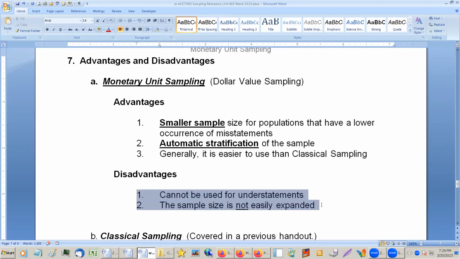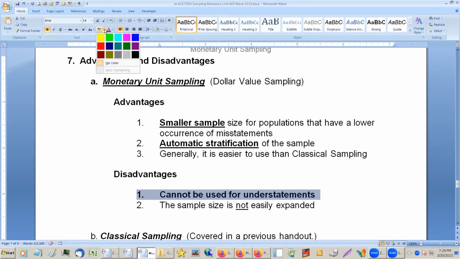Disadvantages, this is a big one. This is the biggest one. Cannot be used for understatements.